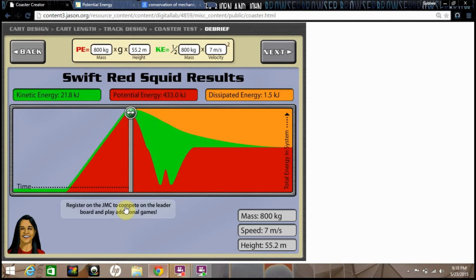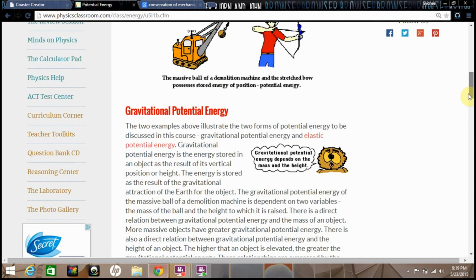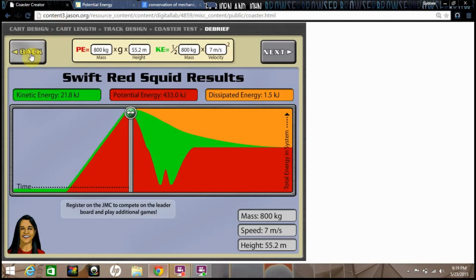Speed only affects kinetic energy, because we call it velocity, and height affects potential energy. So as you see, I'm going to give you a perfect definition. Potential energy is the energy stored in an object as a result of its vertical position or height. Kinetic energy is the energy of an object due to its speed, or velocity, and mass.